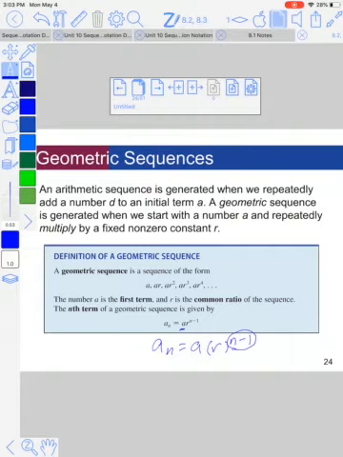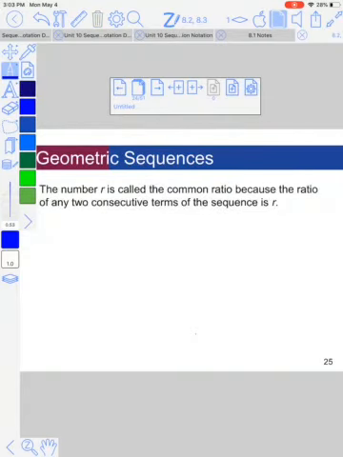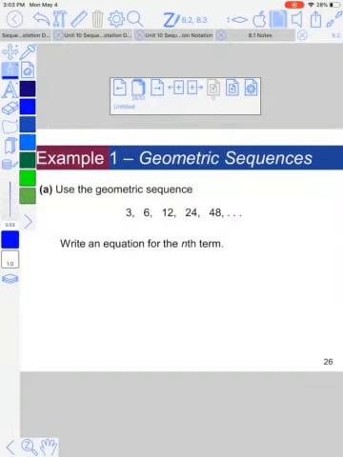All right, let's go ahead and look at slide number 25. We already talked about it. R is the common ratio. So if we have this sequence and we need to find the common ratio, one thing that we can do is we can always take a term and divide by the one previous.